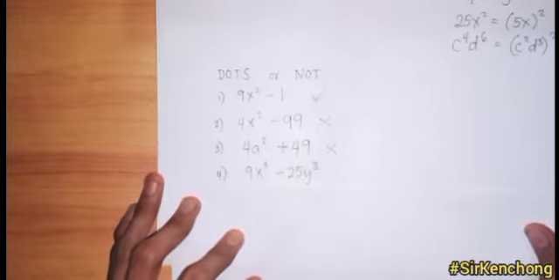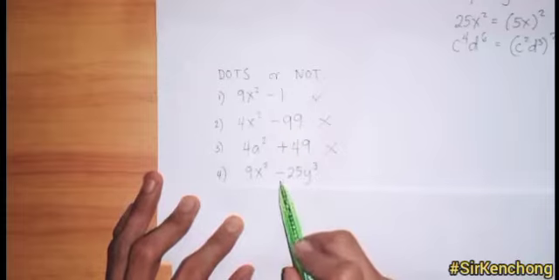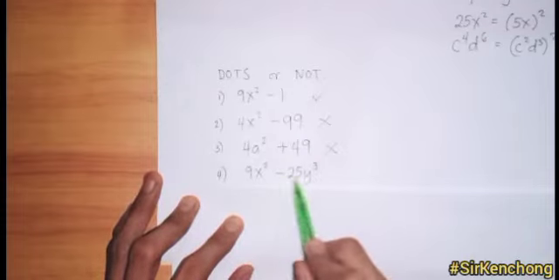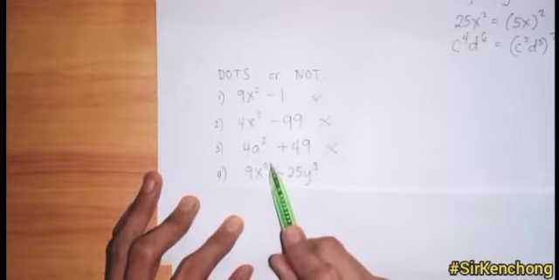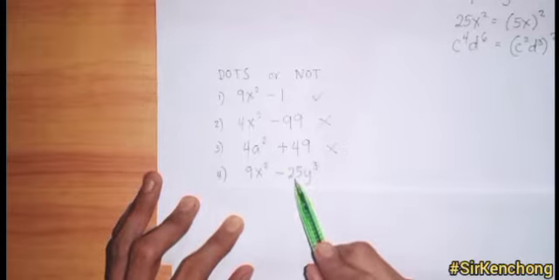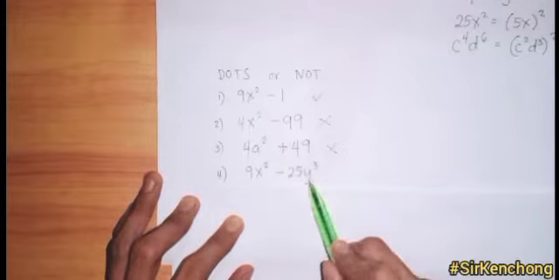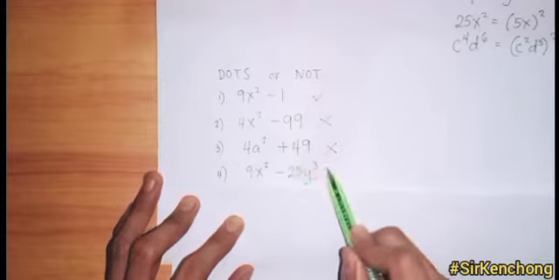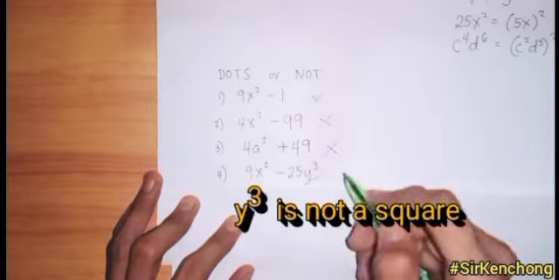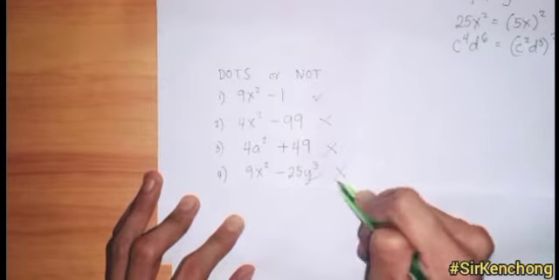Number 4. 9x squared minus 25y cubed. So, this one is a difference of two terms. Pwede. 9x squared is squared din naman siya. 25 is squared din. How about y cubed? Is y cubed a square? Hindi. So, hindi rin ito difference of two squares.